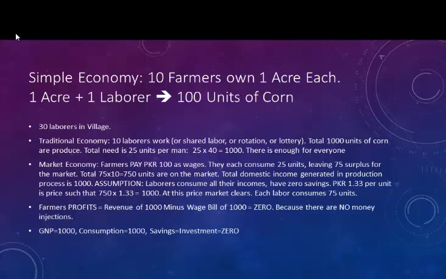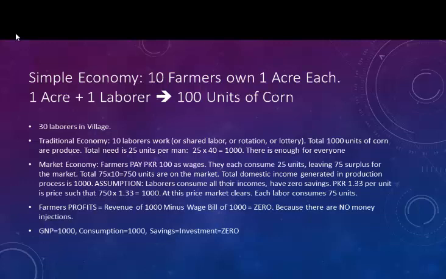Alright, so we have this model which I think we have worked with before. There are 10 farmers, they each own 1 acre of land. There are 30 laborers in the village. This is an isolated village in the middle of nowhere. 1 acre plus 1 laborer produces 100 units of corn. In a traditional economy they would all get together and produce, and they would share equally. So there would be 1,000 units of corn produced, and there are 40 laborers. They would each eat 25 units of corn and everybody would be happy. Let's put the 25 units of corn as a ceiling.